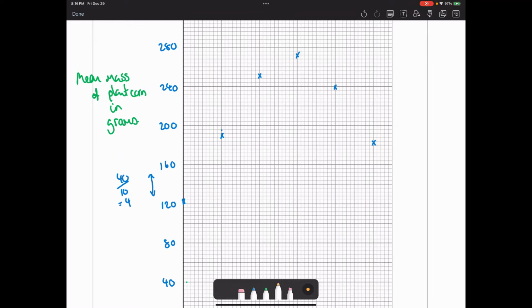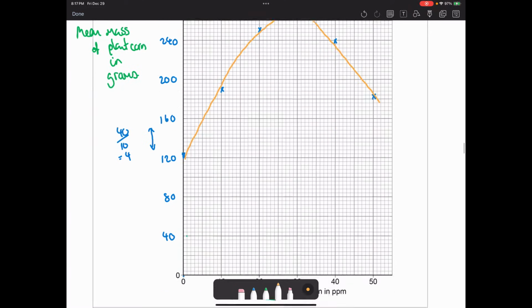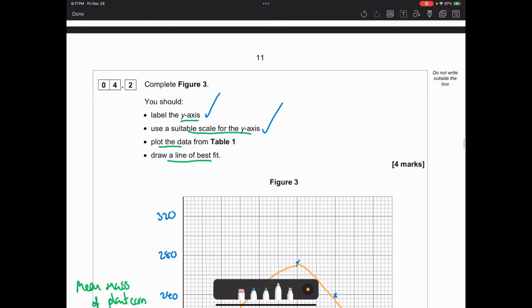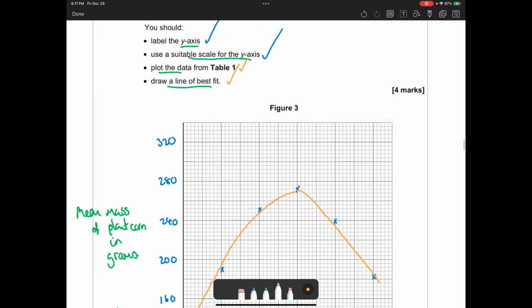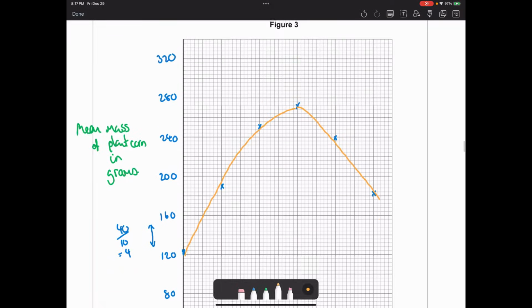You've then got to do the final line of best fit. So what you have to do is obviously a curve. It would go up, turn the paper to help you then do it, and then it would curve back down. Majority of the time in science, it would be a curved line of best fit, and that is your final graph. So we have label the y-axis, use a suitable scale, plotted the data, draw the line of best fit clearly on it. One smooth line in pencil, no extra shading, and that is your graph done.